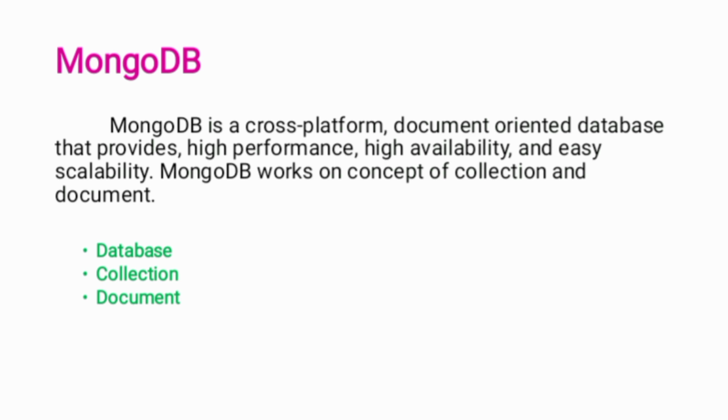Document. Document is a set of key value pairs. Documents have dynamic schema. Dynamic schema means the documents in the same collection do not need to have the same set of fields or structures, and common fields in a collection's documents may hold different types of data.